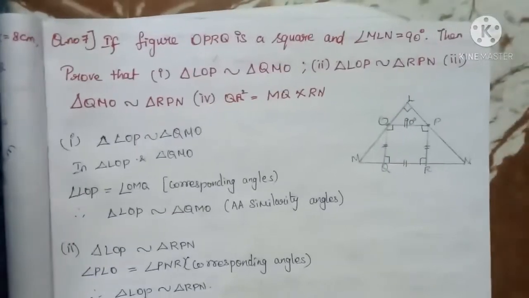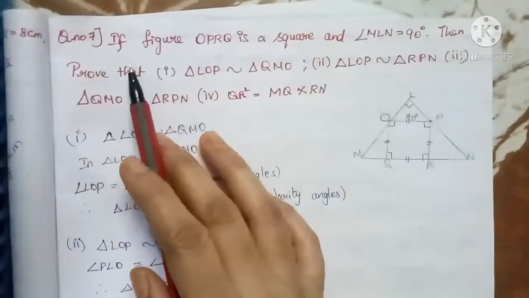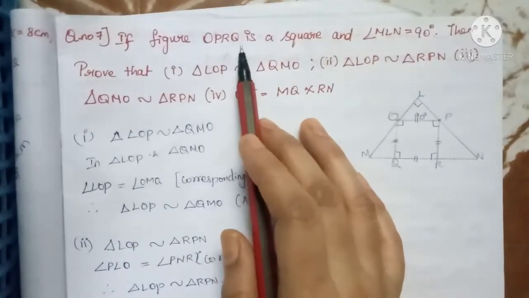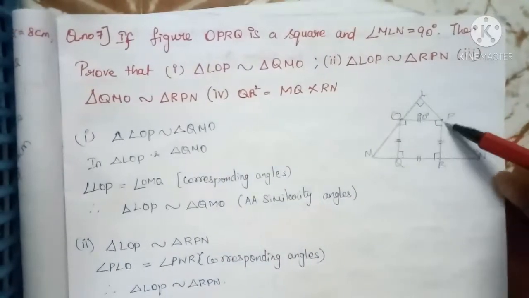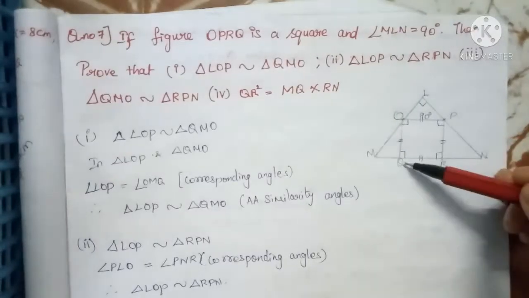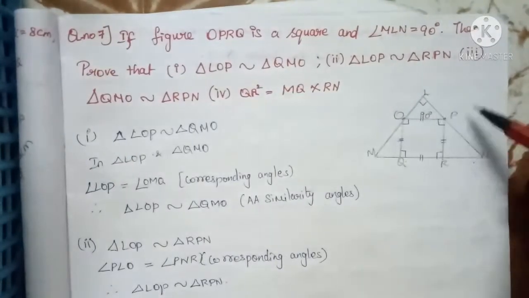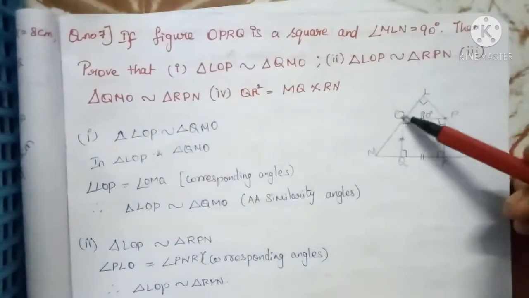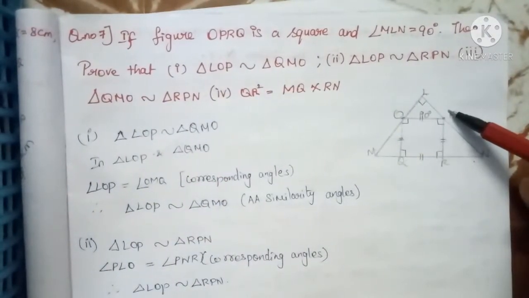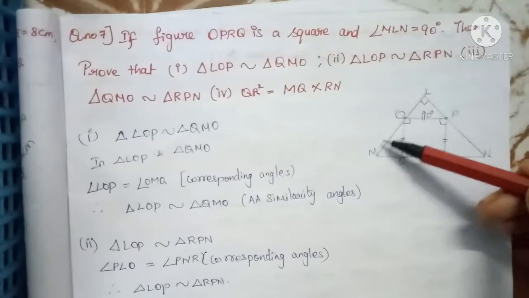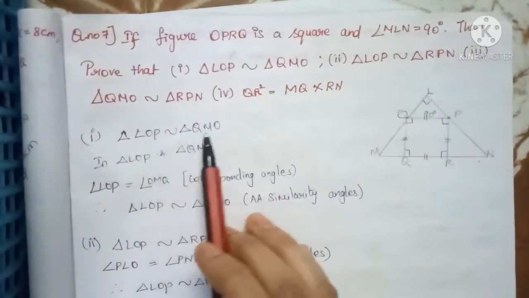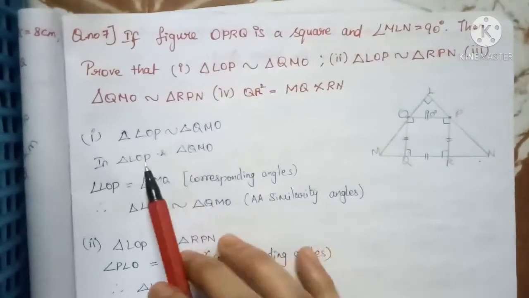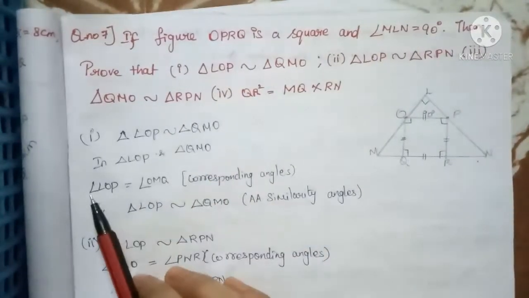Question number 7 from exercise 4.1. If in the figure OPRQ is a square, where angle MLN is 90 degrees, then prove that triangle LOP is similar to triangle QMO. So LOP is similar to QMO. In triangles LOP and QMO only we are going to see whether they are similar or not.